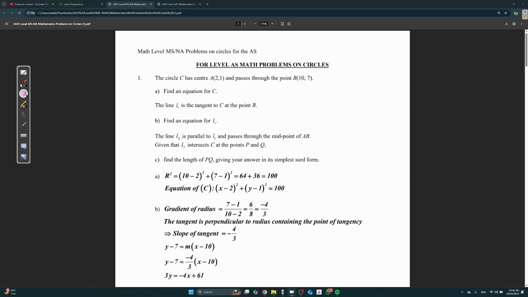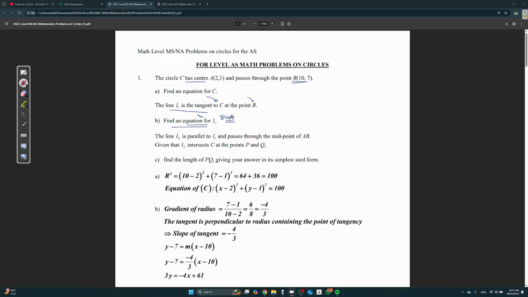So now we know there's a line tangent to our circle, C, at the point B, which is given at (10, 7). Find an equation for L1. So we want to find the equation of a tangent. Remember, to find the equation, you need the slope. To find the slope, you either have 2 points on that line, or you find the slope of the line perpendicular to it. Do we have 2 points on the tangent given? Obviously not, right? So can we find the slope of the line perpendicular to it?